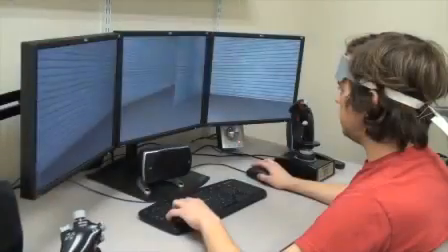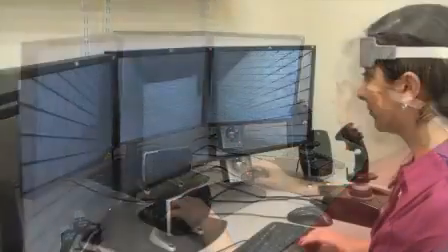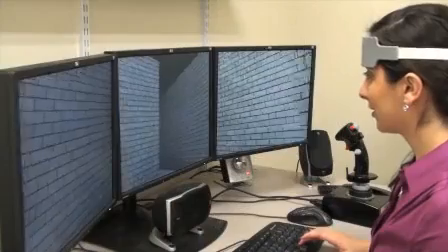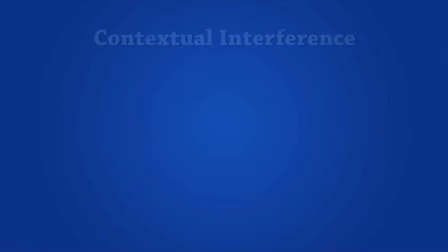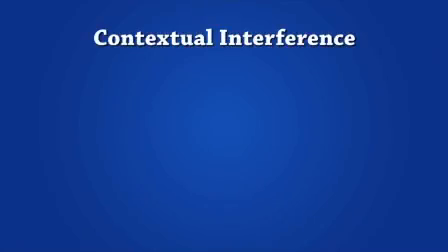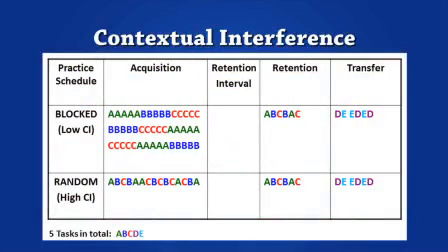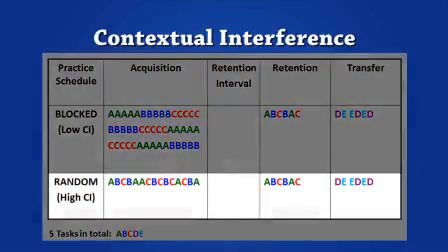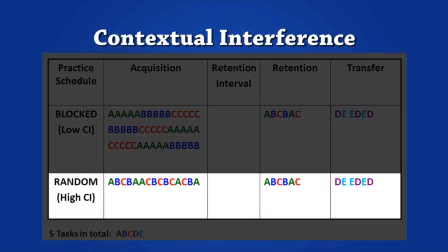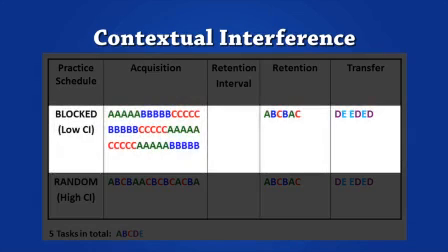The organization of practice when learning multiple similar tasks is a learning phenomenon called the contextual interference effect. Effects of the contextual interference are evident when individuals acquire multiple tasks under different practice schedules. High contextual interference is created when tasks to be learned are presented in a non-sequential, unpredictable order. Low contextual interference, block practice, is created when the tasks to be learned are presented in a predictable order.